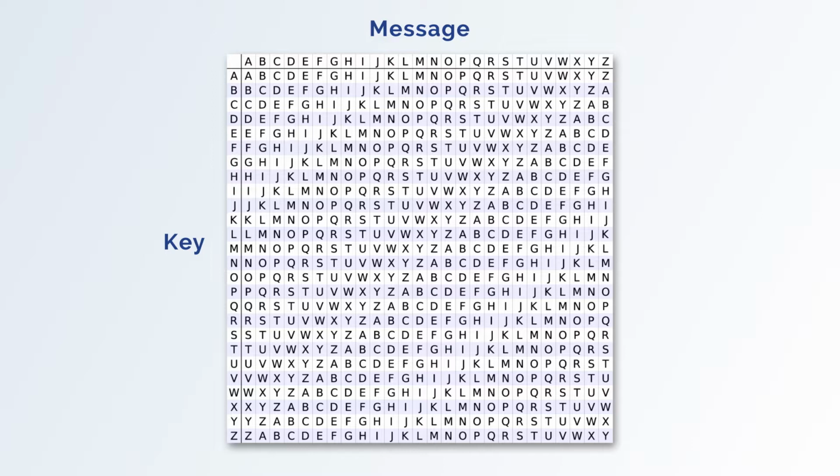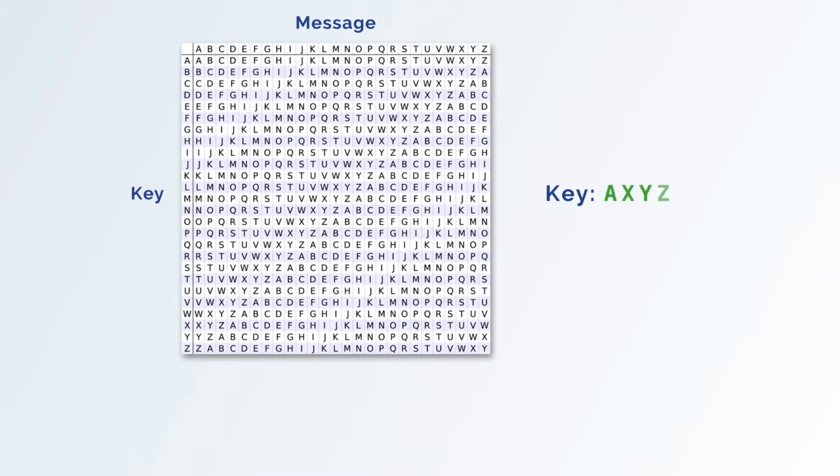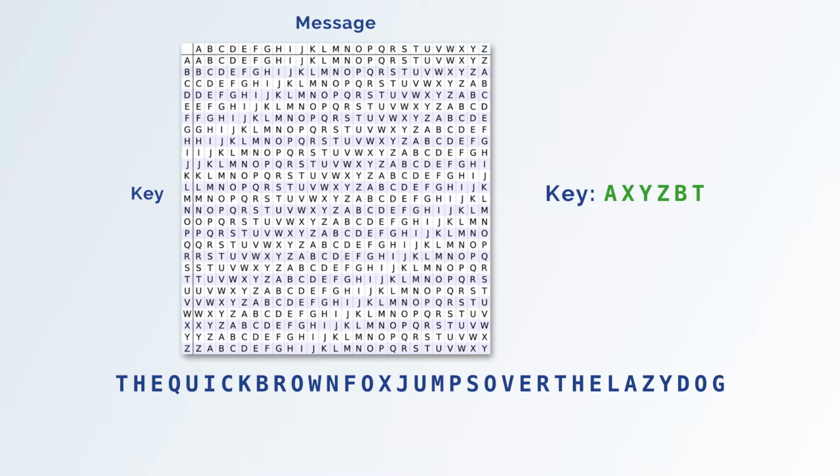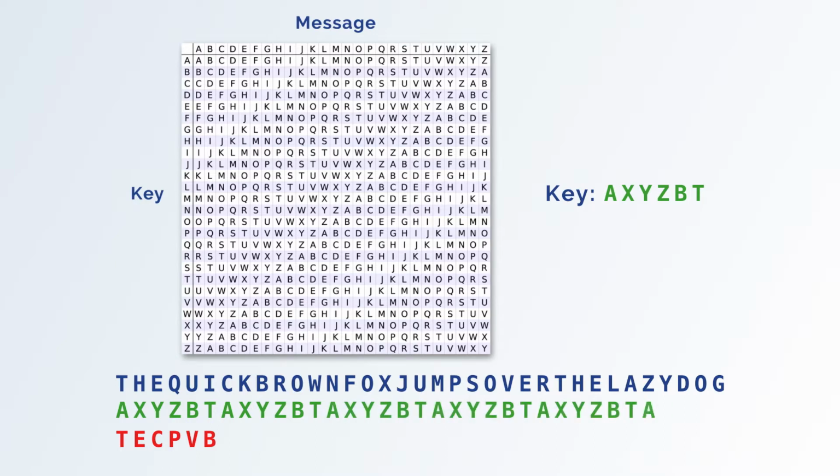So let's take, for example, a key AXYZBT, on the message, the quick brown fox jumps over the lazy dog, which, if you were from old school typing class, you would know uses every letter in the English alphabet at least one time. You would then match each letter to a letter in the key, and then when the key expired, you would put the key under the next grouping of letters in the message, and so on until you finish the message.